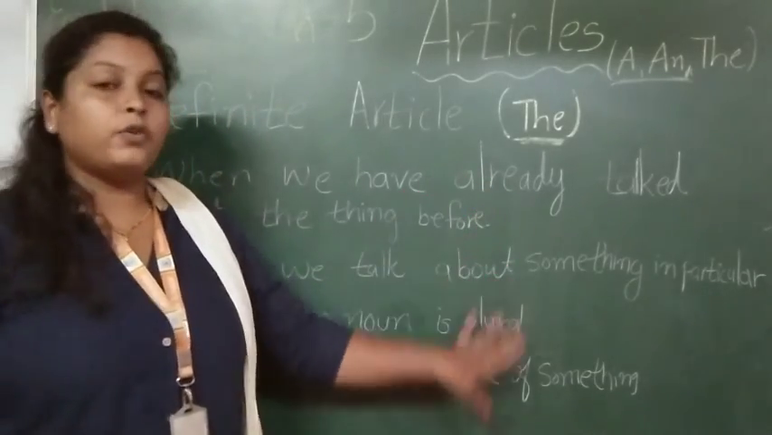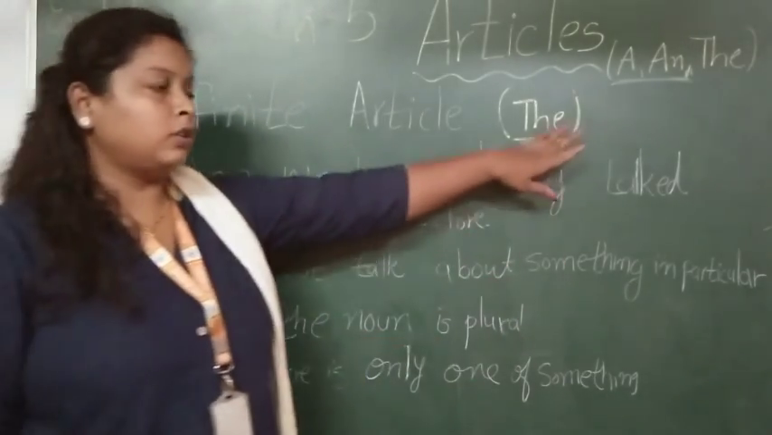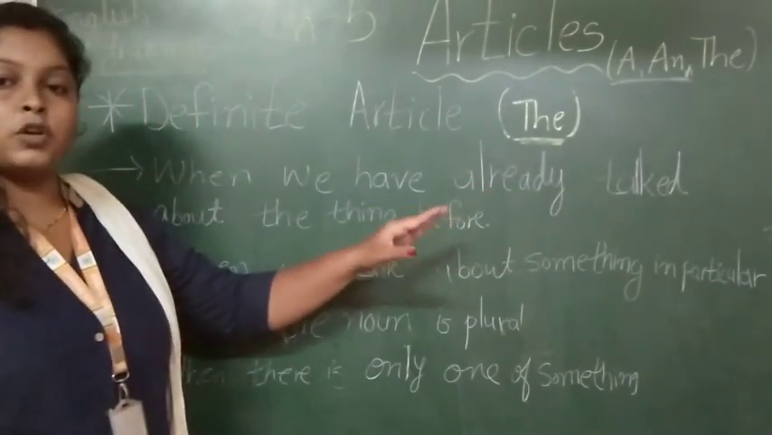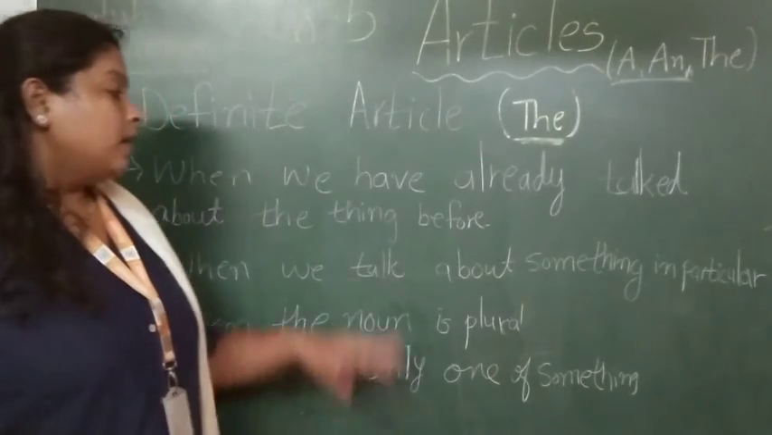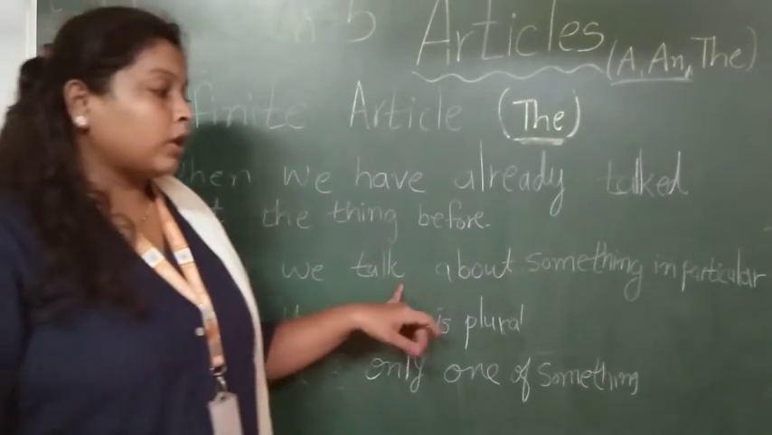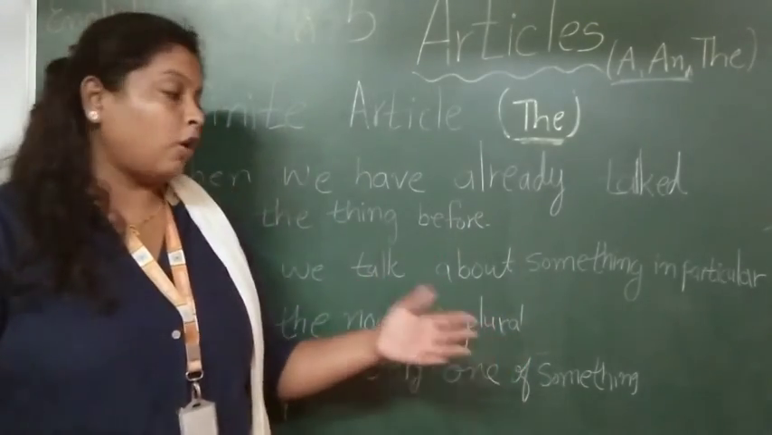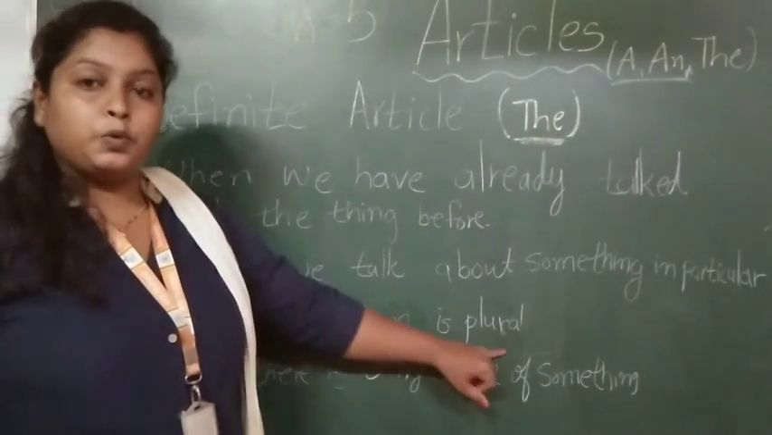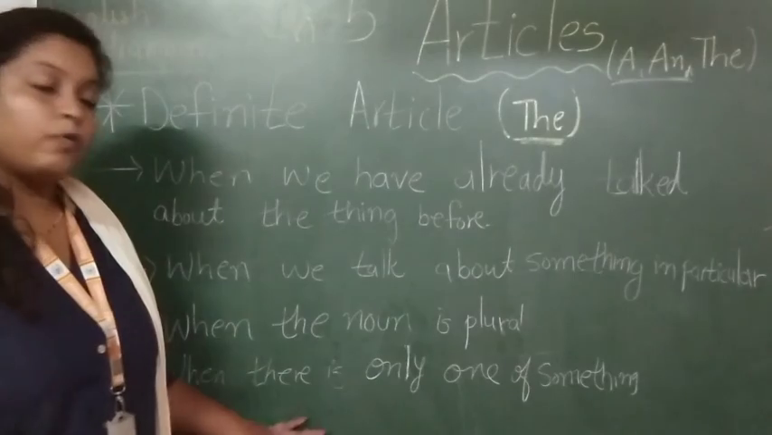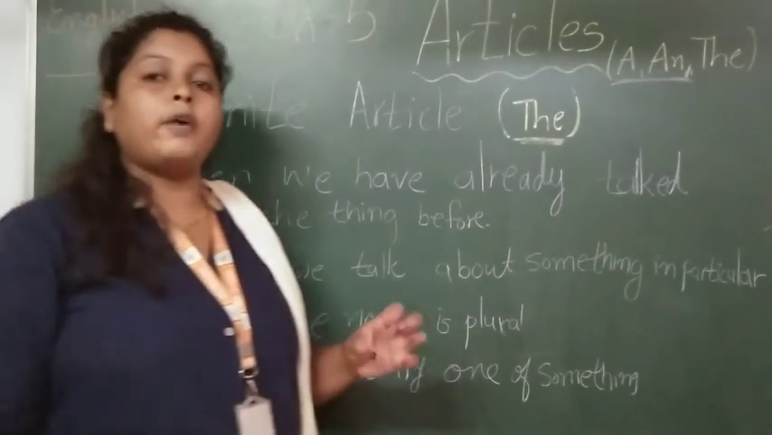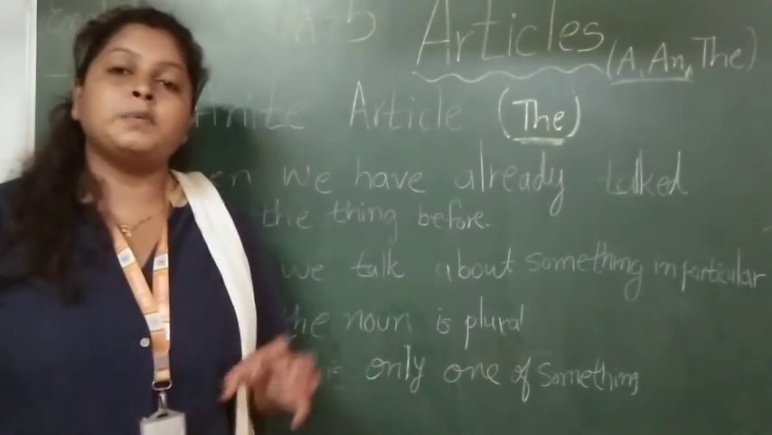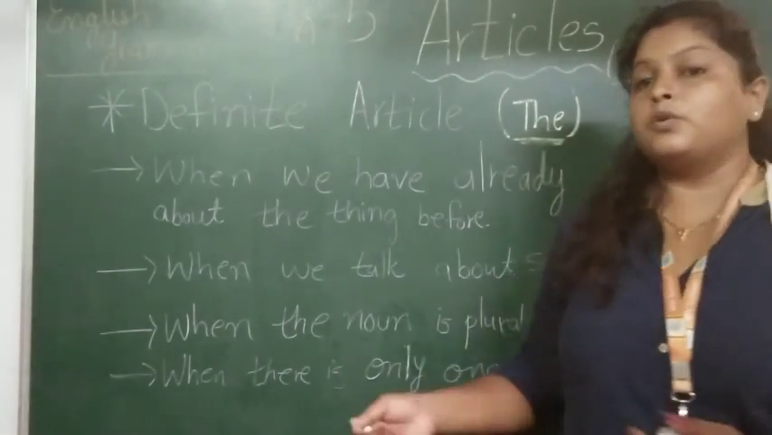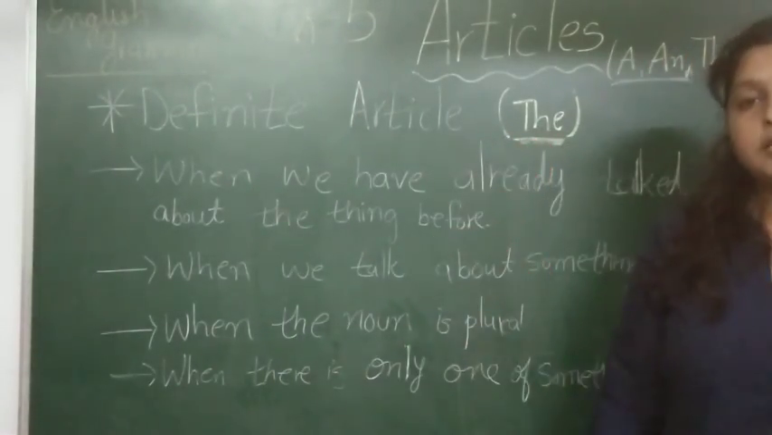So these are the 4 rules of article the. Where to use the? First, whenever we have talked about that already. Second is when we are talking about a particular thing or particular person, when the noun is plural, and the last one when you are talking about the one of something, किसी भी एक चीज जो वो single ही हो, right? So for that you can use the article.